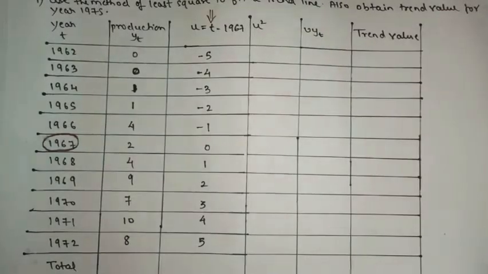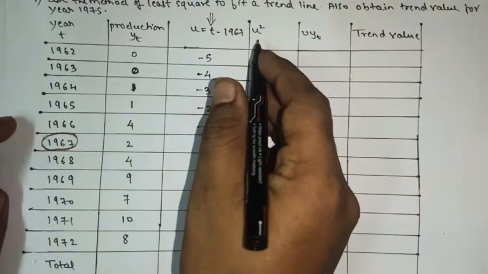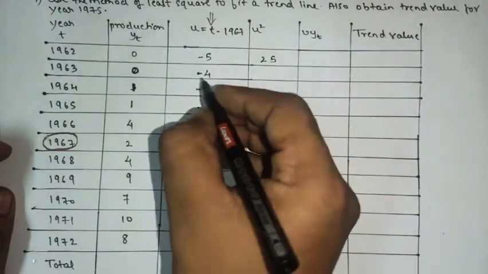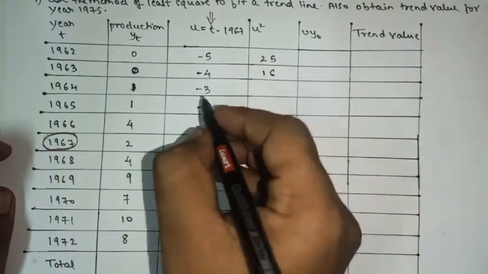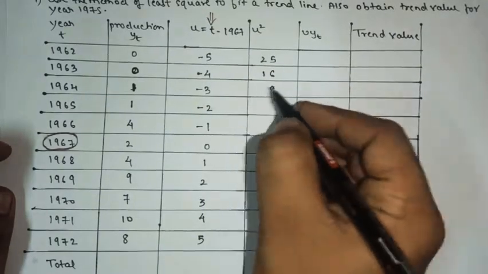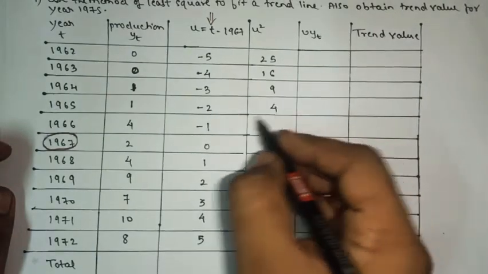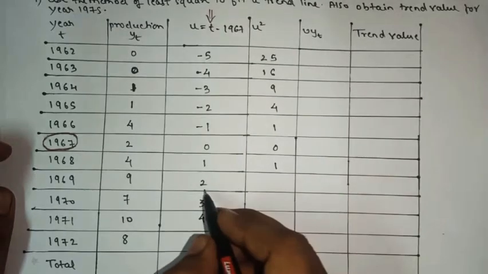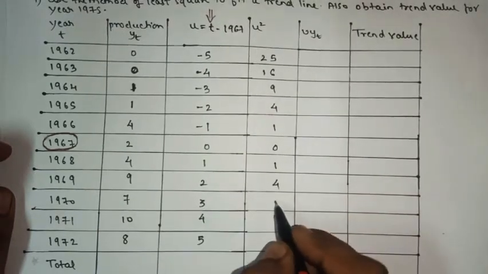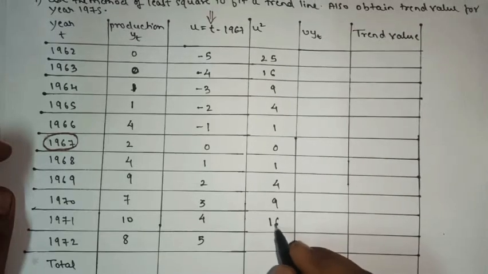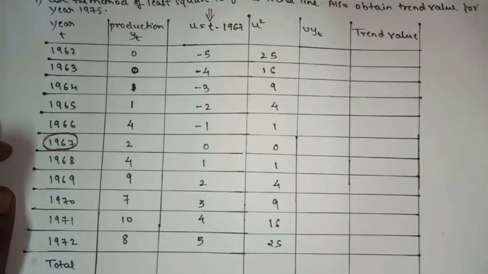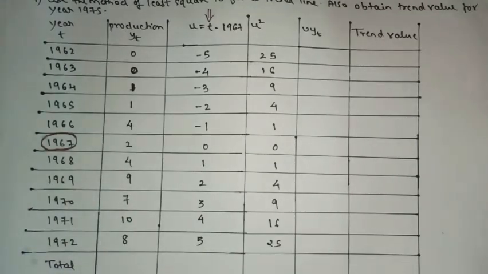Got the point? After this, you will find this square. Minus 5 square is what? 25. Yes or no? Minus 4, 16. Minus 3, 9. Minus 2 square, 4. Minus 1 is 1. 0 is 0. 1 square is 1. 2 square is 4. 3 square is 9. 4 square is 16. 5 square is 25. Understood? Now, after that, what will you do?